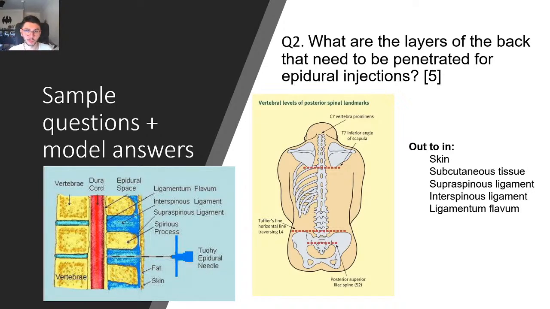You've gone too far if you've hit bone, right? That can sometimes happen. That's pretty bad. But it's skin, subcutaneous tissue, supraspinous ligament, interspinous ligament, and then ligamentum flavum. Supraspinous, because it goes from top to bottom, and interspinous because it goes from basically anterior to posterior.